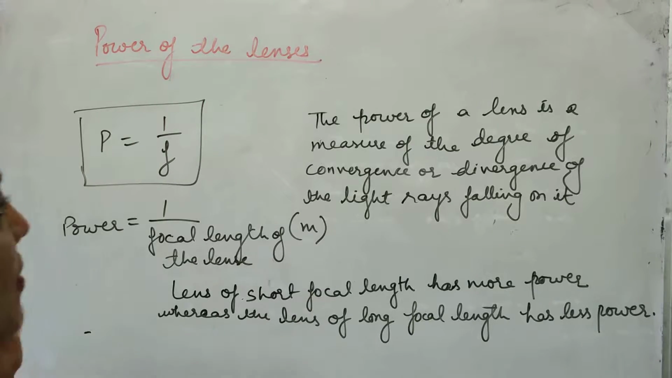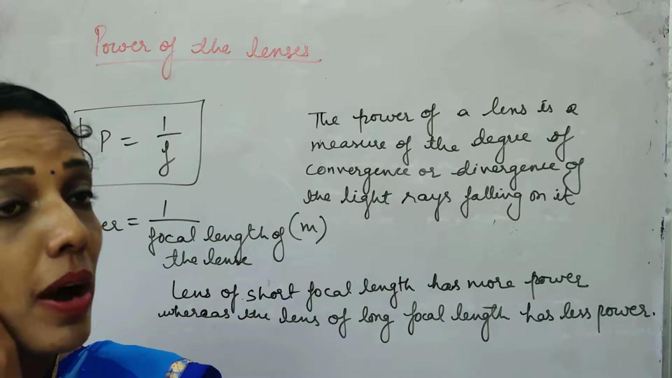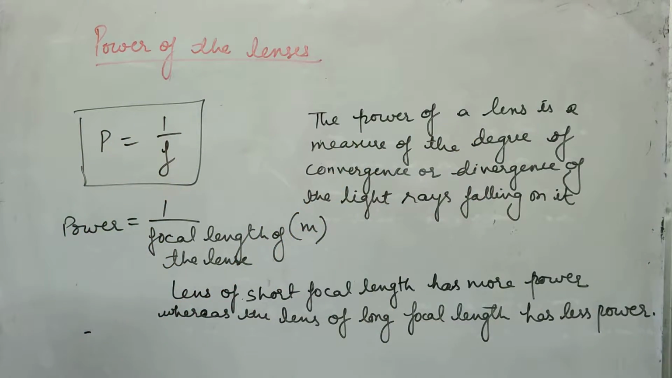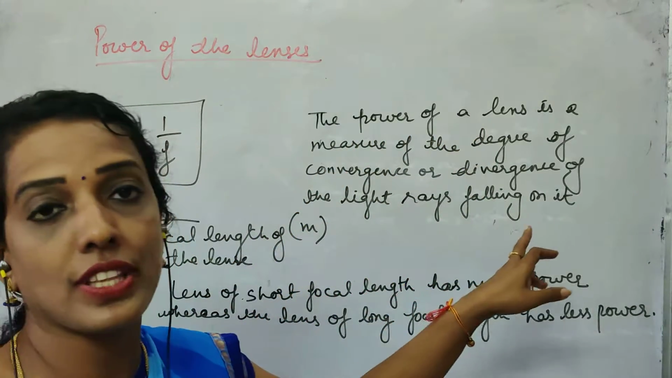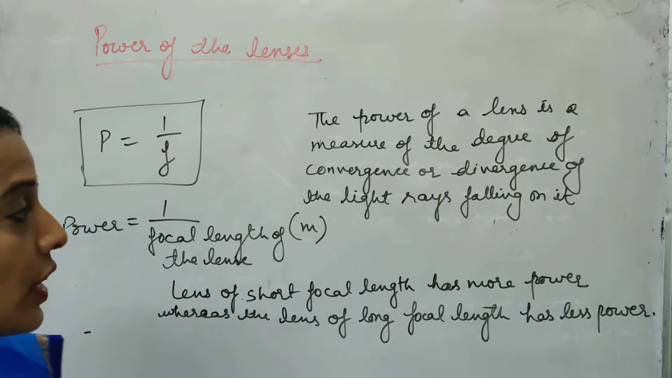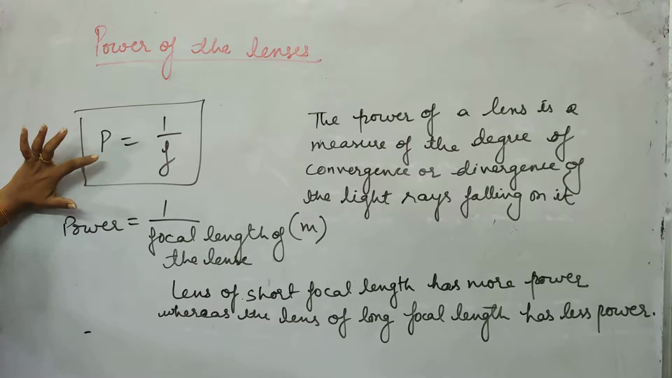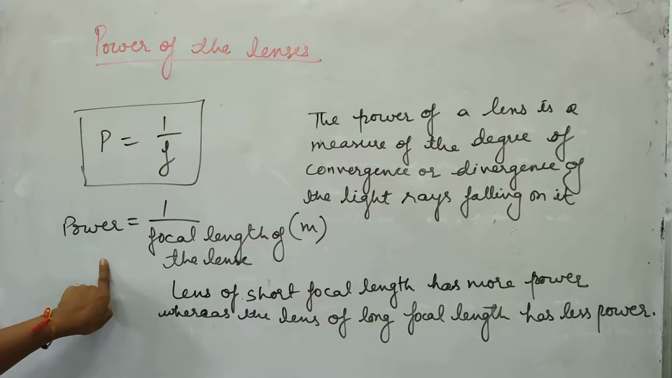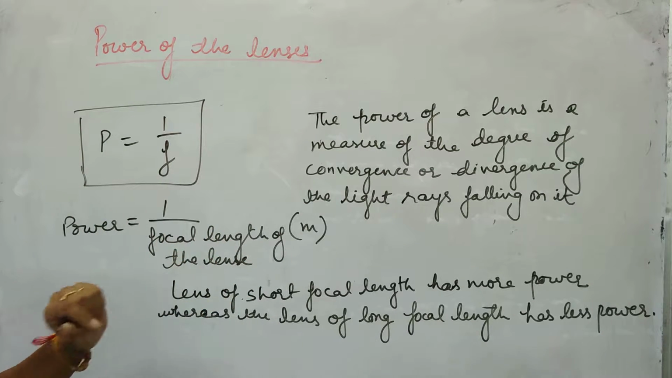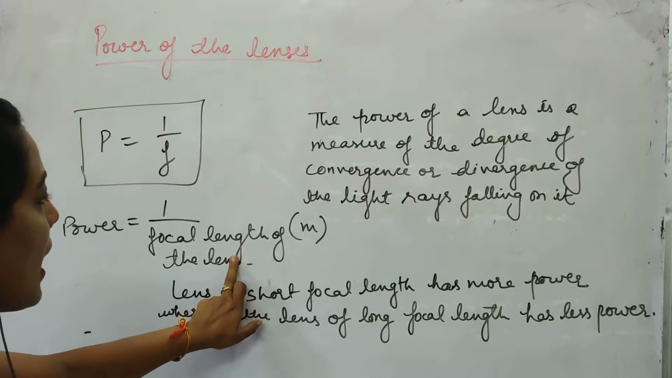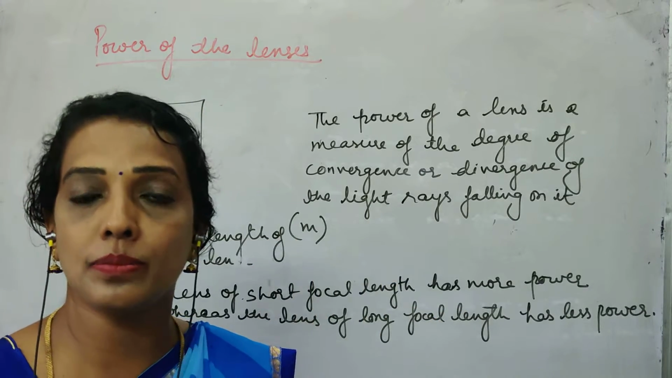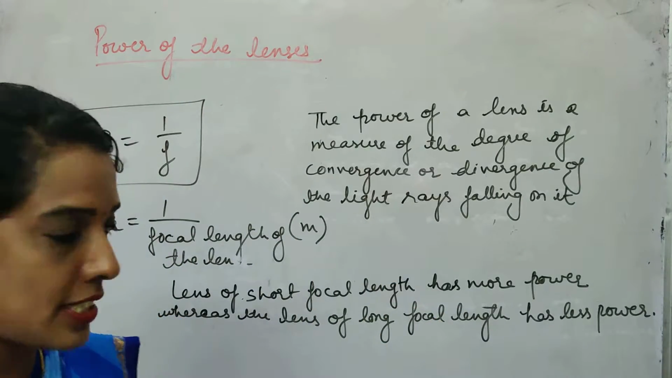Next topic is power of the lenses. The power of a lens is the measure of the degree of converging and diverging of the light rays falling on it. For that we use the formula P = 1/F. What does it mean? Power is equal to 1 upon the focal length of the lens, and that is also calculated in meters itself.